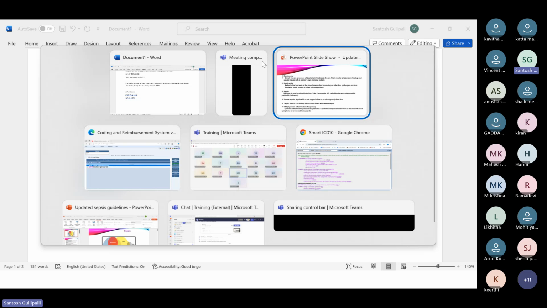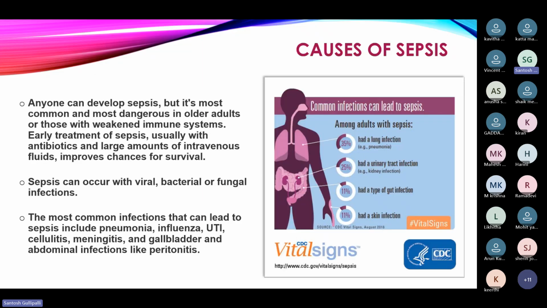Next, generally anyone can develop sepsis, but it's most common and most dangerous in older adults or those with a weakened immune system. Anyone means regardless of age. It can occur in old age, in a newborn baby, in a pregnant patient, anyone. But most of the time in older adults, because their immune system is very weak, so sepsis easily attacks these older adult patients.